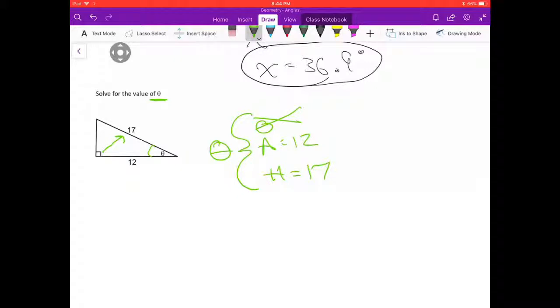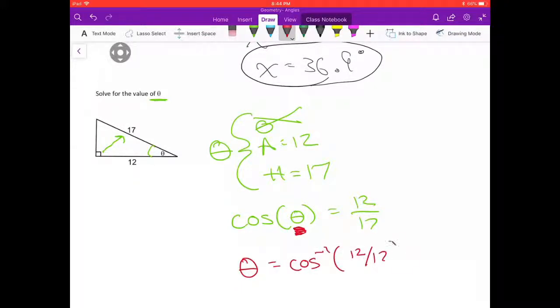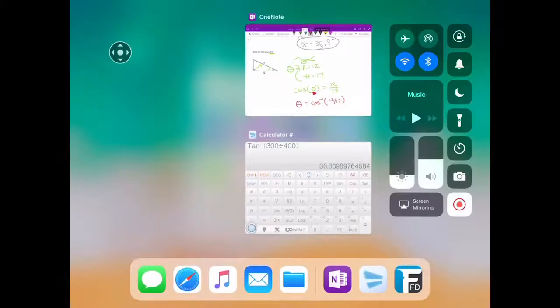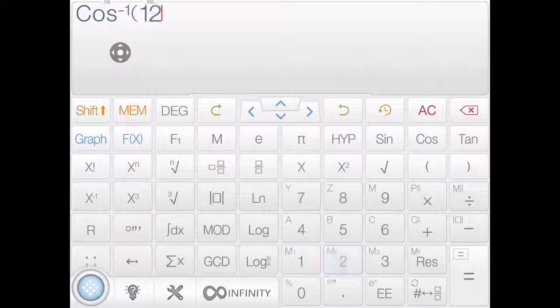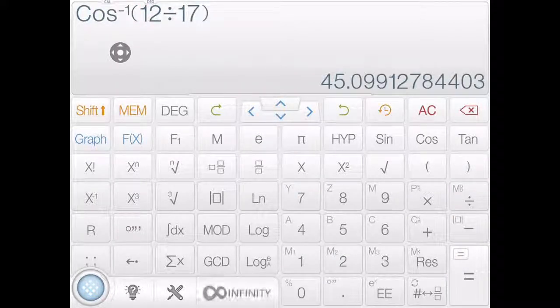So if we pick our function, it's going to be cosine of theta equals 12 over 17. And now again, my variable is on the inside of the parentheses. So whenever the variable is on the inside, all you need to do is that second function, or that inverse of cosine, in your calculator. So we go back to the calculator, second cosine of 12 over 17. Our final answer is going to be 45.1.